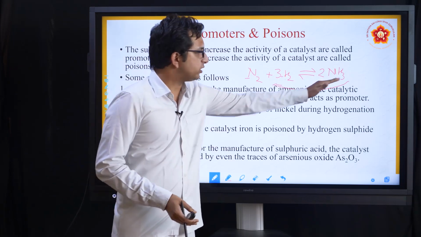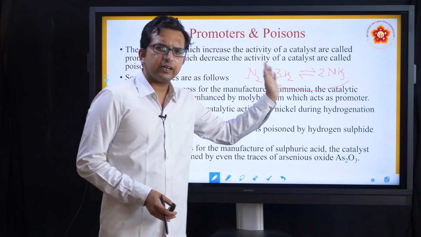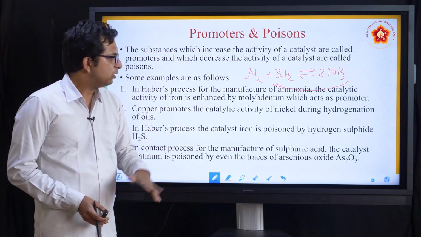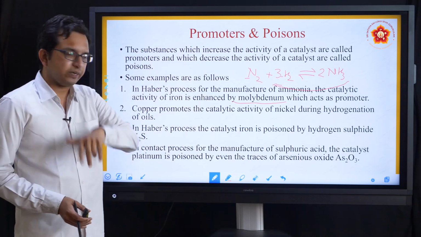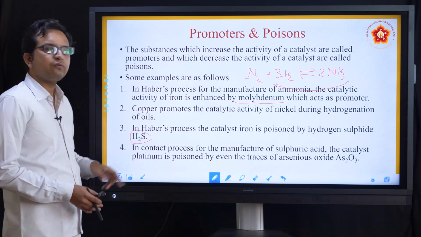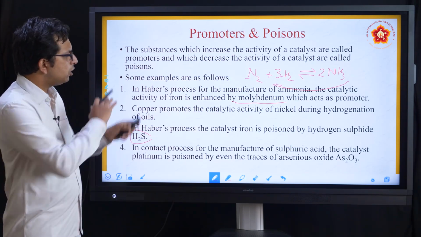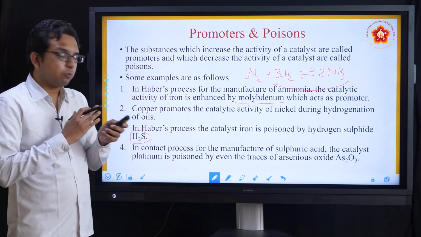So that is why, what does poison do there? Probably it slows down the reverse reaction. This reaction is being accelerated by the support of catalyst iron, by the support of molybdenum as a promoter, but the reverse reaction is slowed down by the support of hydrogen sulfide. So this is how we tend to use compounds as promoters and poisons.